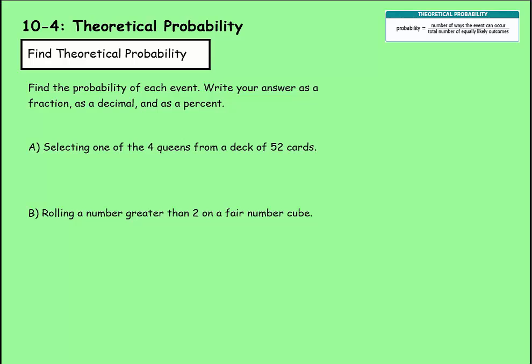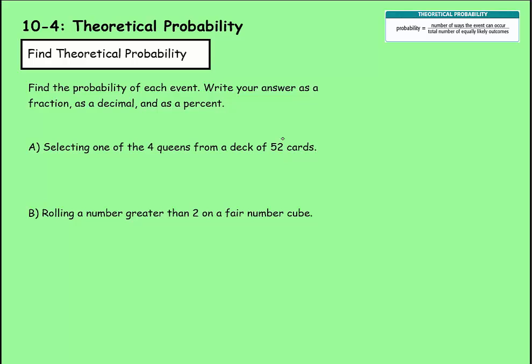So let's try that in a few of these. It says find the probability of each event, write your answer as a fraction, as a decimal, and as a percent. So our first one is selecting one of the 4 queens from a deck of 52 cards. Remember, our equation is the probability of that would be the number of ways that an event can occur over the total number of equally likely outcomes.